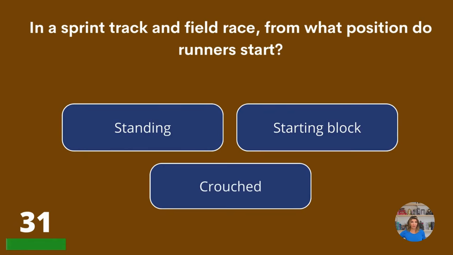In a sprint track and field race, from what position do runners start? Standing, starting block, or crouched?